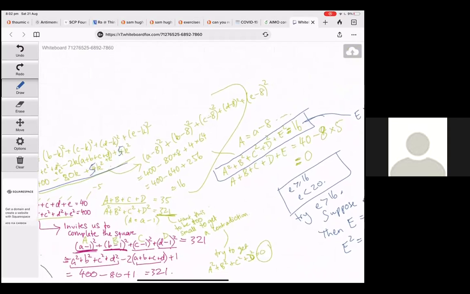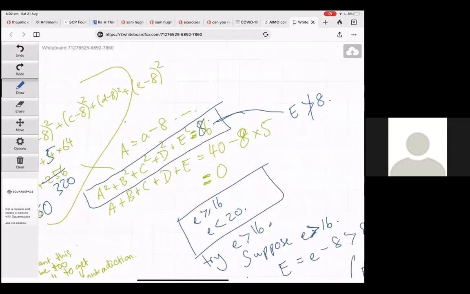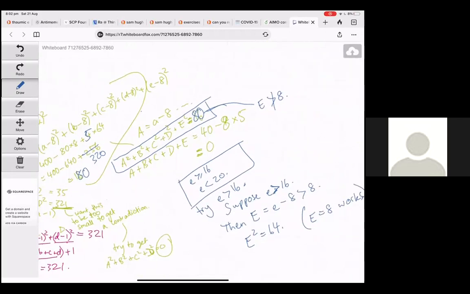And then that has the effect of doing this, which gives me 320. So what's 320 minus 240? 320 minus 240 is 80. Okay, so that's what's happening. There we go. That's better. Okay. So we're not quite done. We haven't derived our contradiction yet.